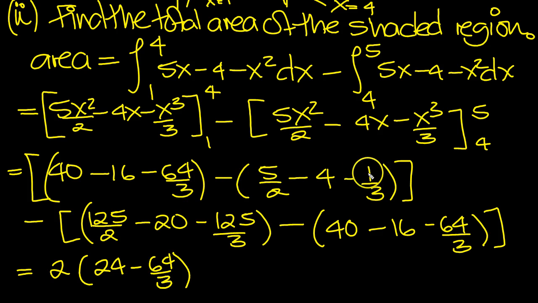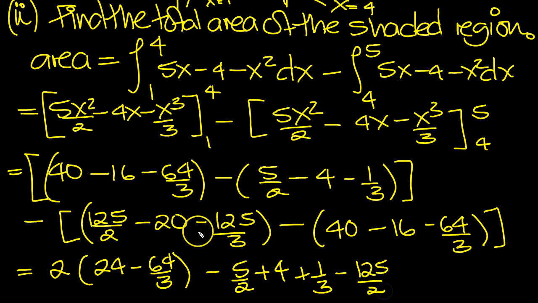Then we've got all this stuff here which I'm going to expand the bracket of, so it's minus 5 over 2, minus 4, so that'll be plus 4, wouldn't it? And then plus a third when we've expanded this bracket, and also this one here is minus 125 over 2 plus 20 plus 125 over 3. So I think that's everything there.